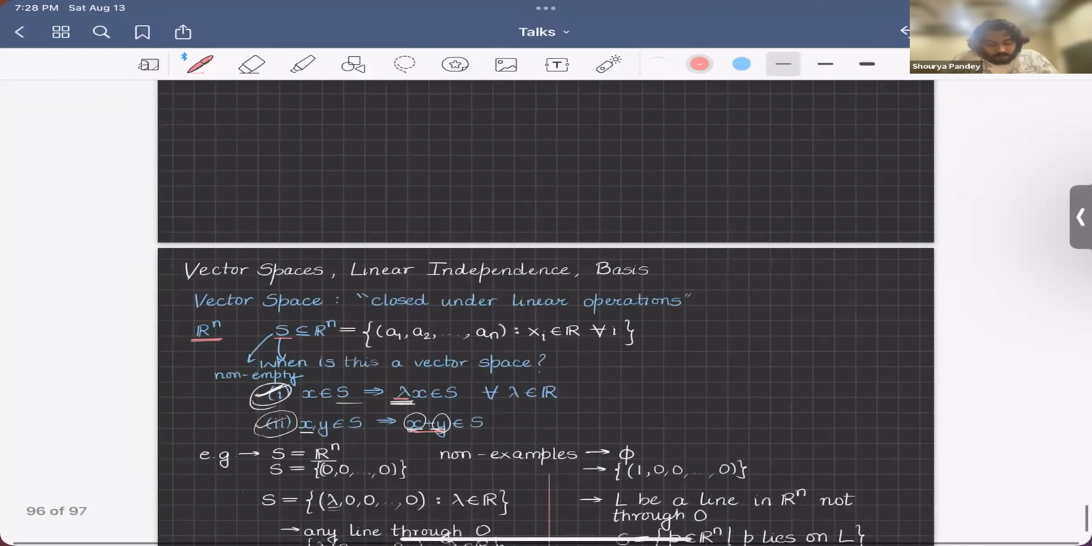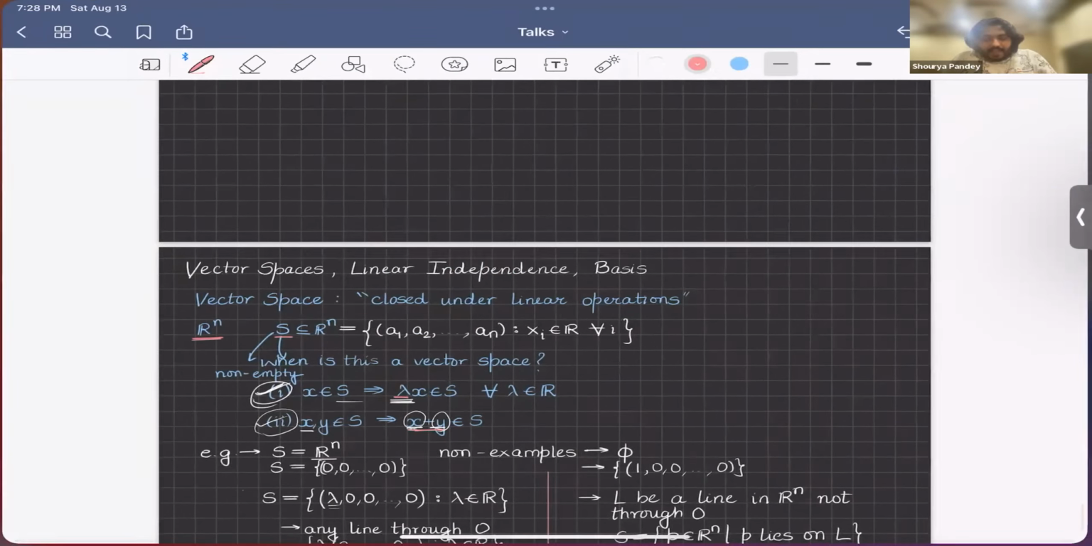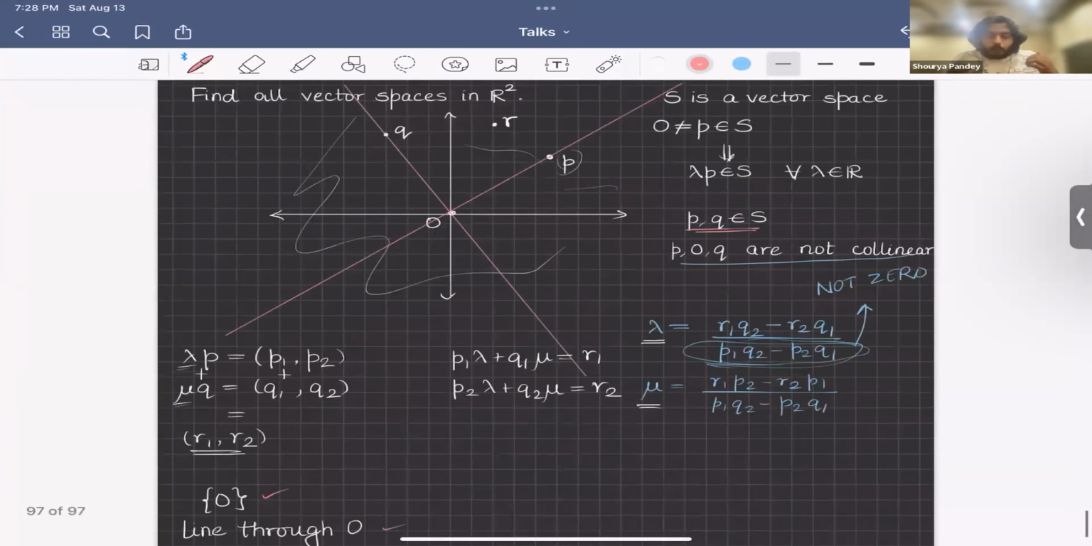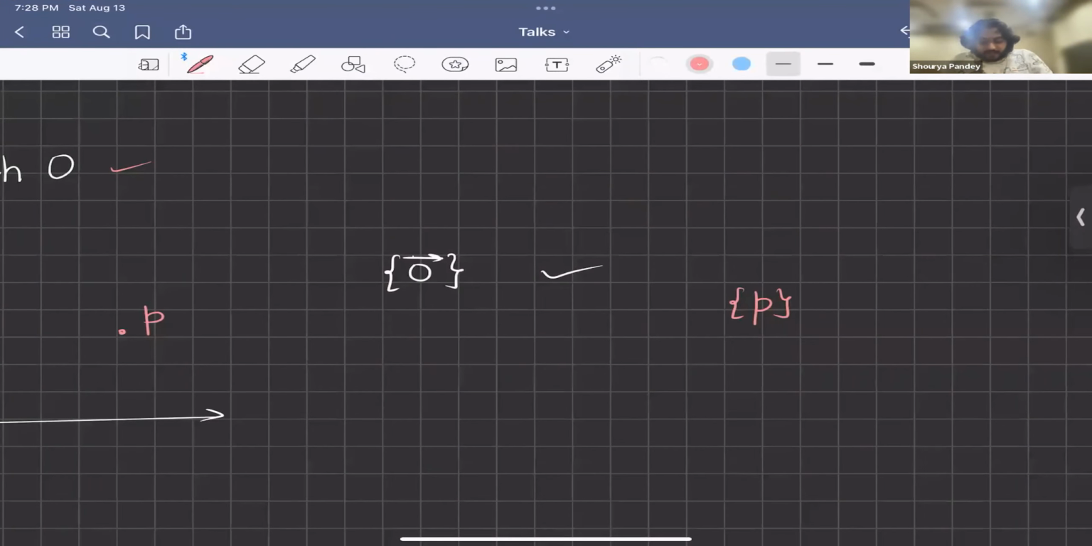So okay. I put P in this, and now I see what all other points I must put in the set. If I put P in the set, I know that I must put lambda P in the set for any lambda. So if I put P in the set, then the set must at least be this much. And now I look at this set and say, okay, this is already a vector space. So I get another family of vector spaces, which is lambda P.